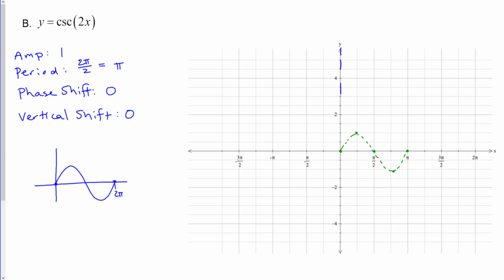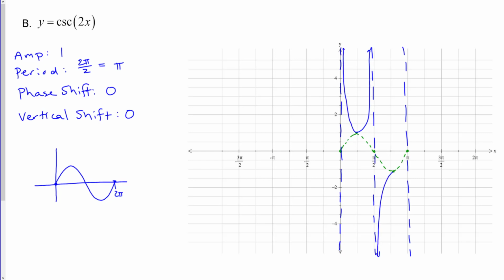Now, wherever sine is 0, cosecant is going to be undefined, and thus we'll have an asymptote there, because asymptotes occur when you have 0 in the denominator, so when you invert sine, that occurs. And in between, cosecant has a minimum or a maximum wherever sine has a minimum or a maximum. And you just kind of make this type of graph to fill in. And there you go.